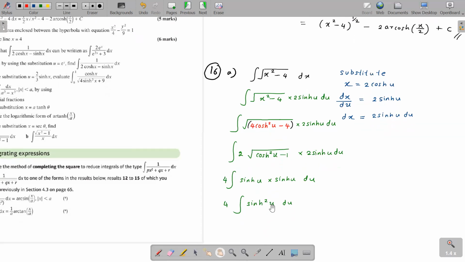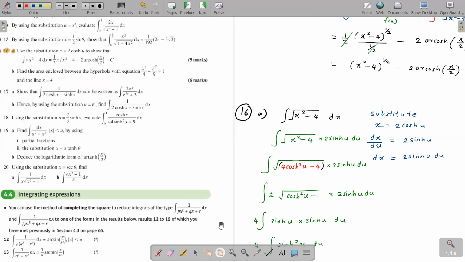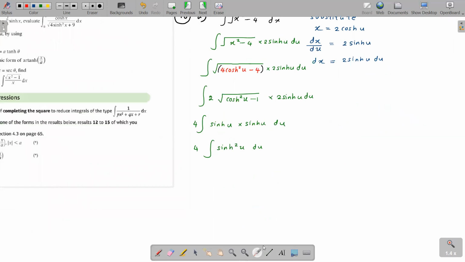So I have the integration of sine square. Okay, how do I integrate sine square once again? We need to show that also. So how do we integrate sine square u? We use the help of double angle rules, right? So what's the double angle rule we use? Cos 2u is what? 1 minus 2 sine square u. Do you agree? So then cos 2u minus 1 over 2 equals sine square u. Is that okay? So 4 into integration of cos 2u minus 1 over 2 into du.